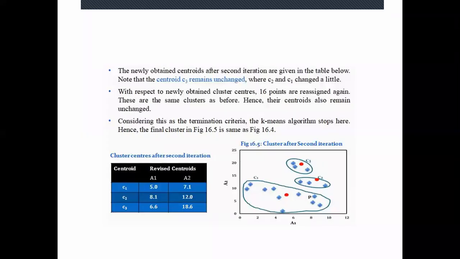Is it clear? That means we are stopping just after the second iteration, but it depends on the data set that is given to you. Sometimes there may be 3 iterations or 4 iterations that we need to check.